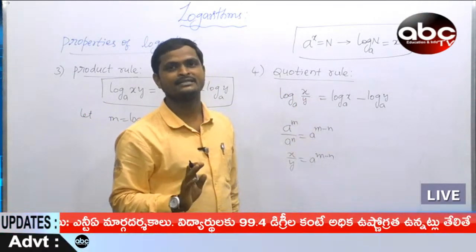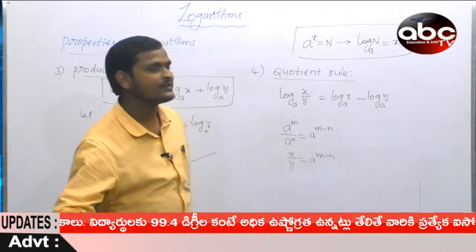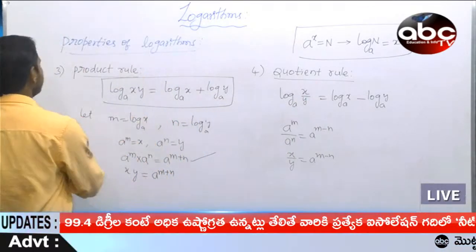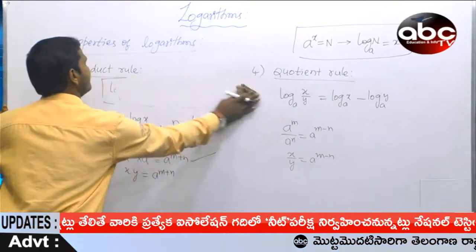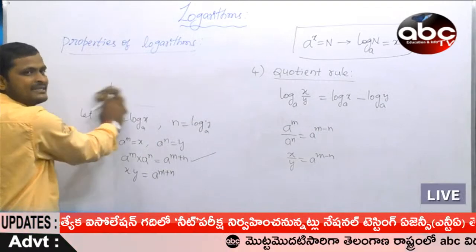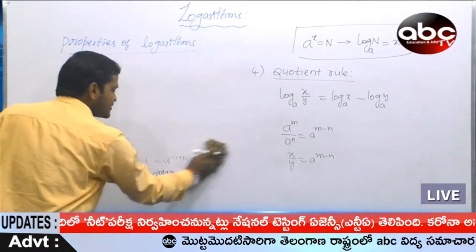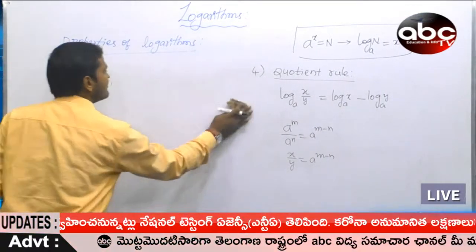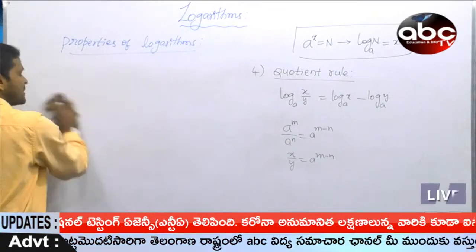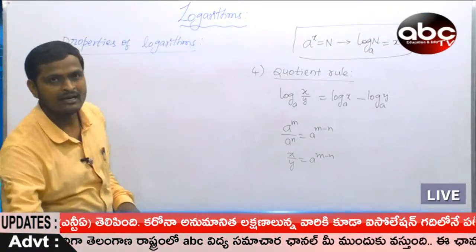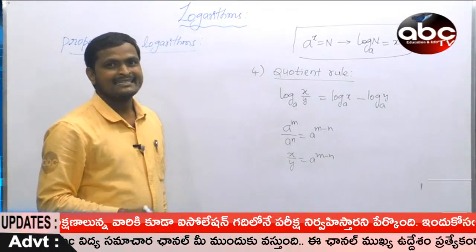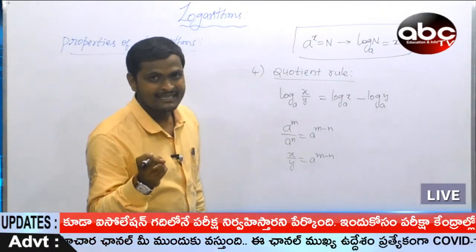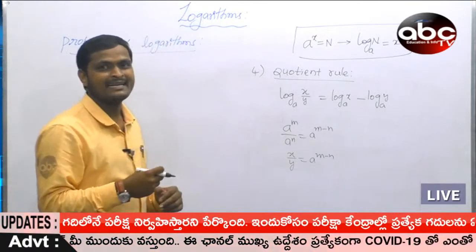Is it clear, students? Now next one, the fifth property, that is the power rule. Okay, when you know these properties of logarithms, then students, you get a rough idea about how to solve the problems, right? Then very interesting, students, you will know the next property.